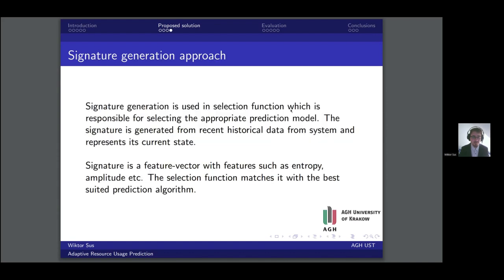The signature generation is a process of obtaining feature vector representing the current system's behavior. It is obtained via various calculations and include metrics such as entropy, which denotes the system's stability, or how chaotically it changes, amplitudes, speed of changes, and other.